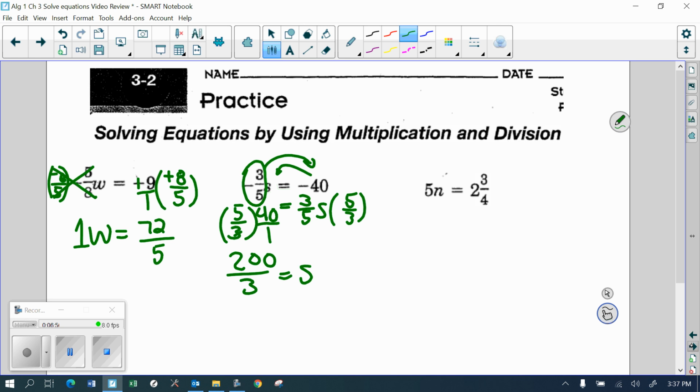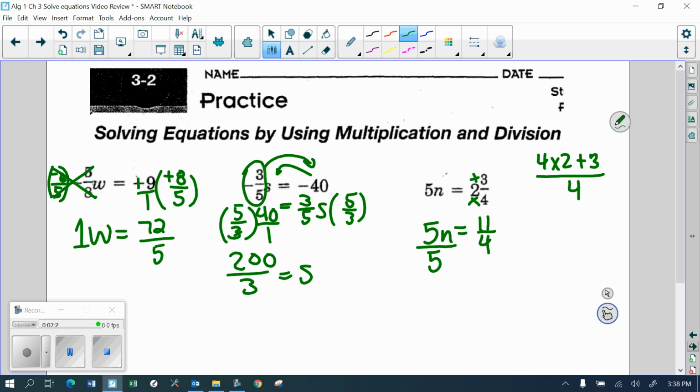Okay, third type here is when I have a mixed number. I need to change this mixed number to an improper fraction. So I go 4 times 2 plus 3. That becomes my new numerator, and the denominator stays the same. You should remember it's that times that plus that one. So that's a times sign there, and it's a plus up there. So 8 plus 3 is 11. So I have 5n equals 11 over 4.